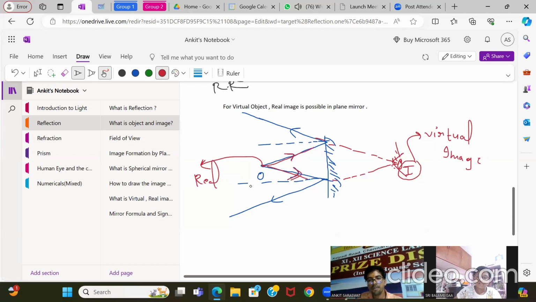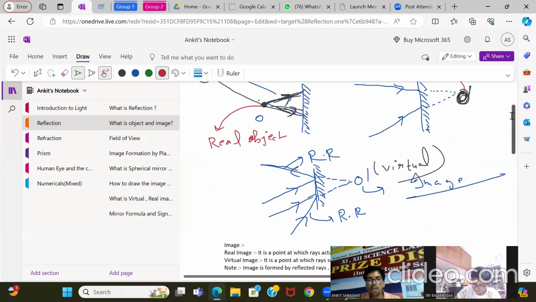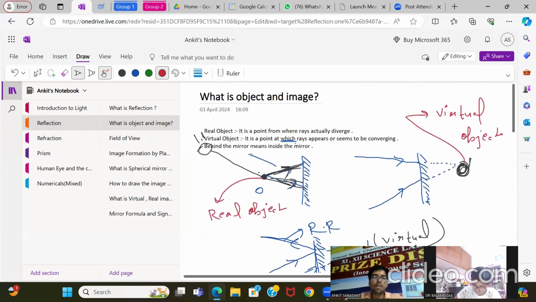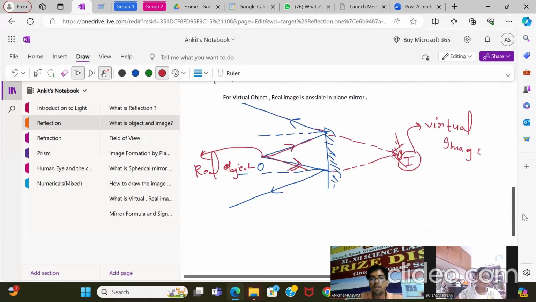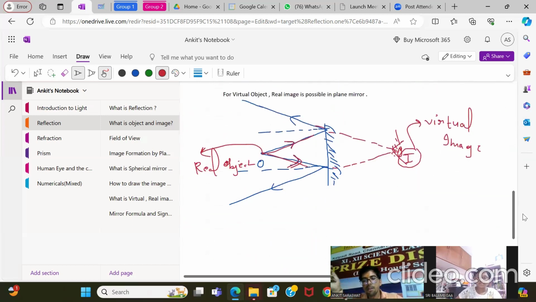Clear? Yes, sir. This is known as real object. Any doubt? No, sir. So again, I'm explaining what that is. Till now, what we have discussed, what is a real object? A real object is a point from where rays actually diverge. Can you see? What is a virtual object? It is a point at which rays appear to converge. Can you see? This is known as a virtual object. Simply appears. If you see the word appears, then you will say it is virtual. If it is actually meeting, it is real.